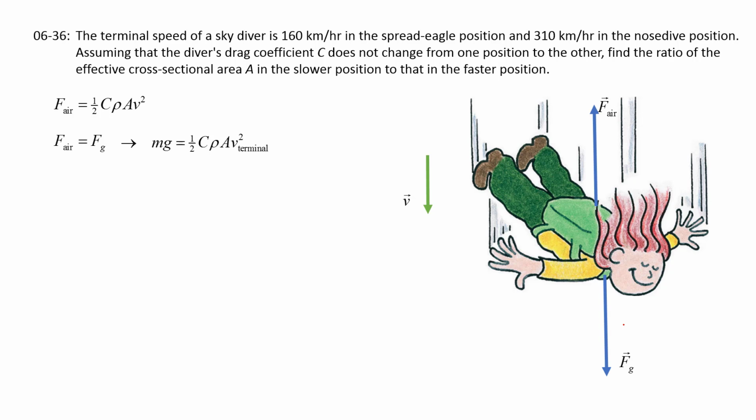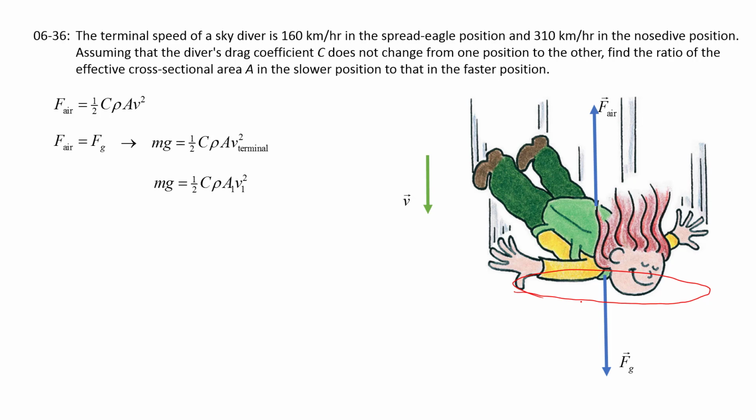Now, we've got these two different cases. We've got the person in the spread eagle position, the way we've drawn it now. Let's relabel that, calling the area the cross-sectional area. In this case, the cross-sectional area is kind of a circle for the skydiver. Rather than write terminal every time, I'll just call that v1. So that's the equation that describes that particular scenario.